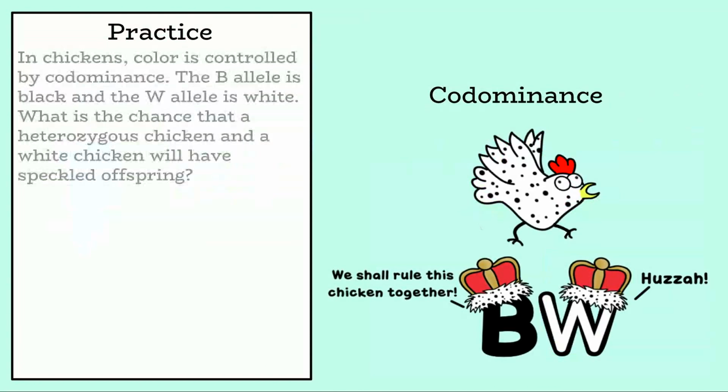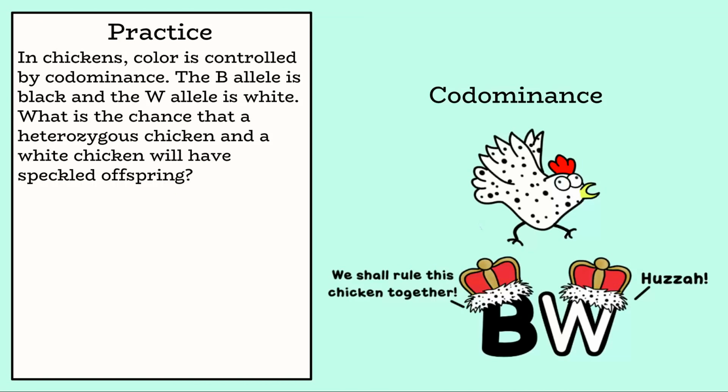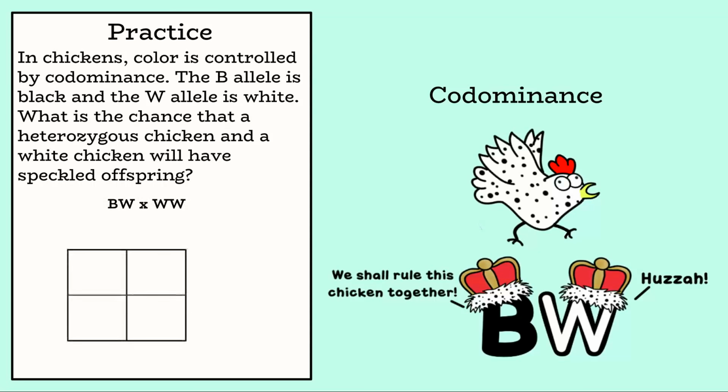All right, now for a codominance question. In chickens, color is controlled by codominance. The big B allele is black and the W allele is white. What is the chance that a heterozygous chicken and a white chicken will have speckled offspring? Again, we're setting up our Punnett square between a heterozygous chicken, which would be BW, and a white chicken, which is going to be WW. I fill in my Punnett square like that.